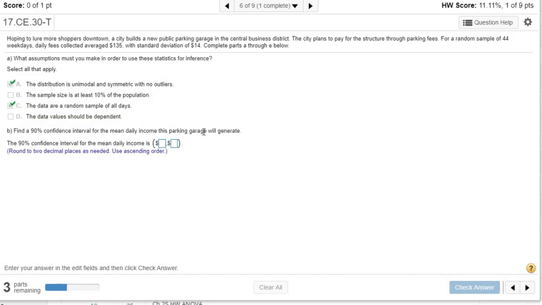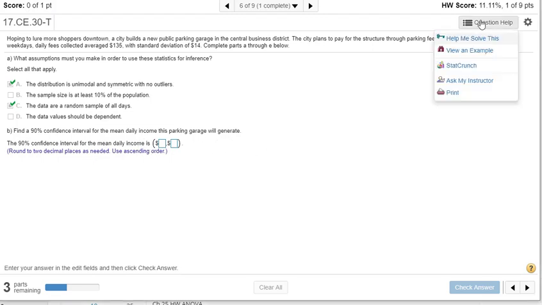So I'll be honest, one of the harder parts of this is probably not actually computing the interval itself. That's not too bad, just using the technology. The harder part is sometimes these add-on questions. What do the assumptions mean? What does a 99% confidence interval actually mean? So make sure that you pay attention to that part of the problem. Okay, so let's go ahead and compute this.